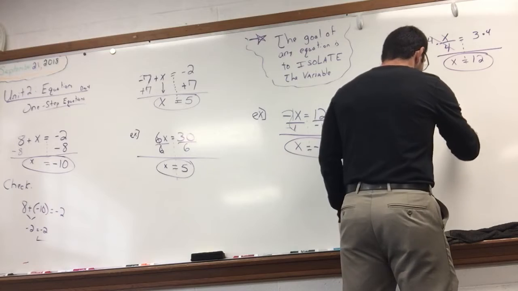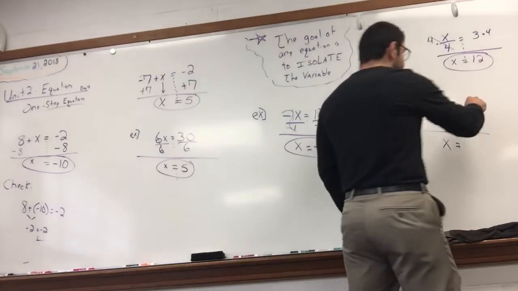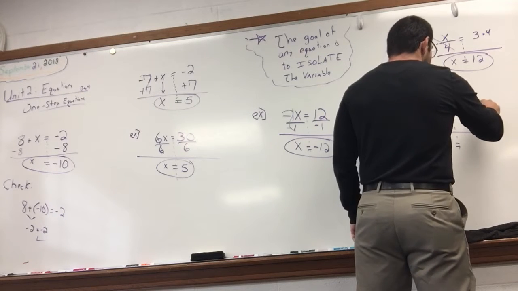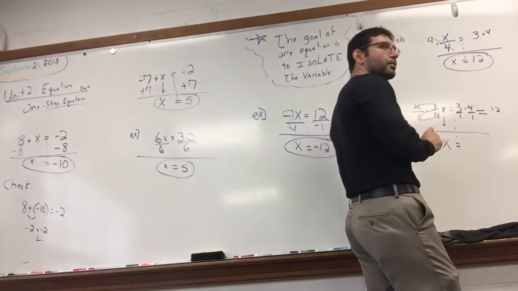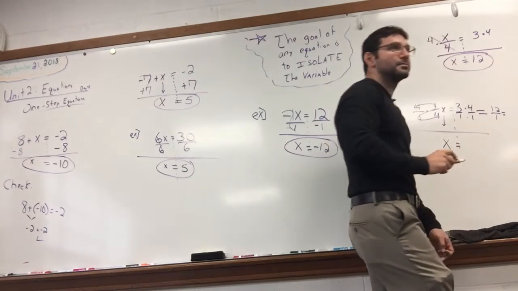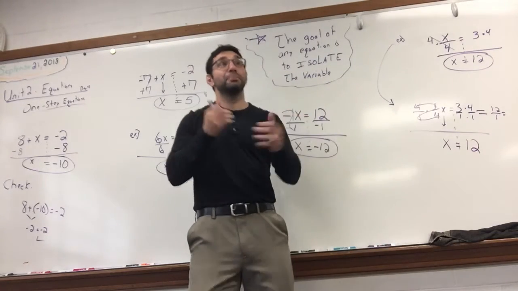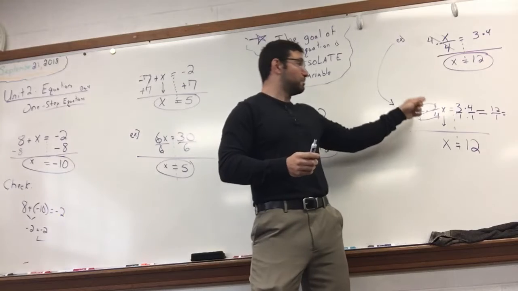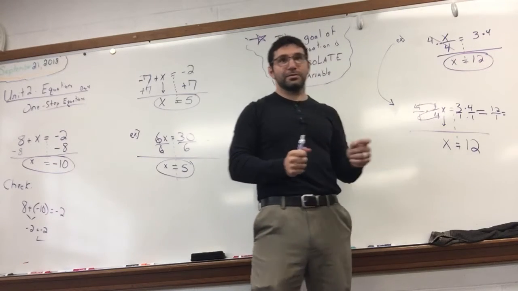That still gives me 1x. 3 times, well, let's go 4 over 1. Now watch what happens. 3 times 4 is 12. Whole numbers have a denominator of 1. 1 times 1 is 1. What's 12 divided by 1? It's the same process, but we're going to need to know that this is the multiplicative inverse.